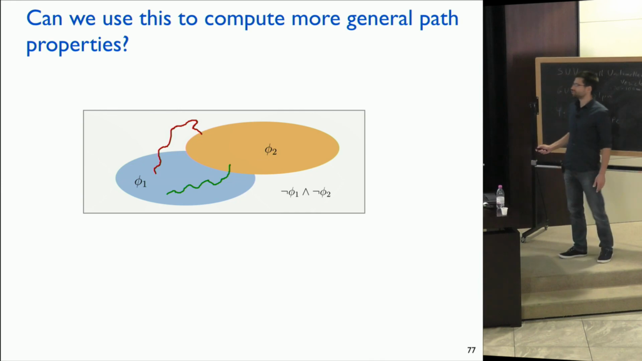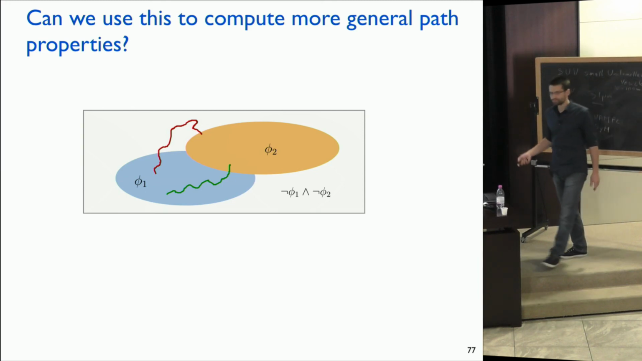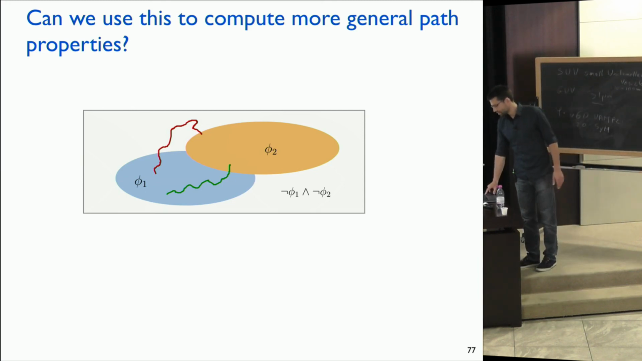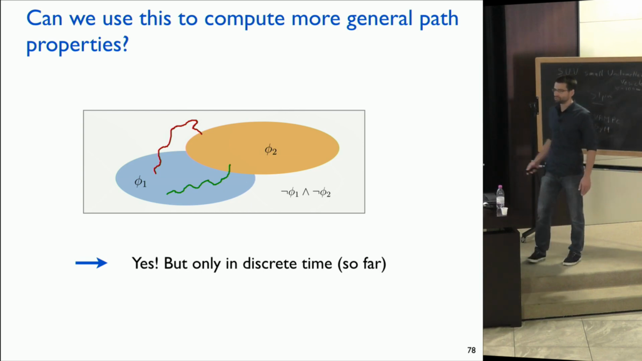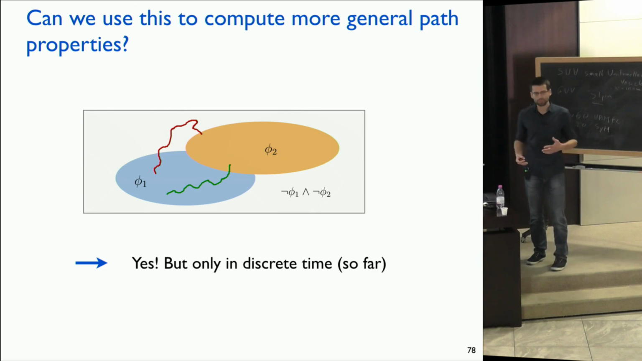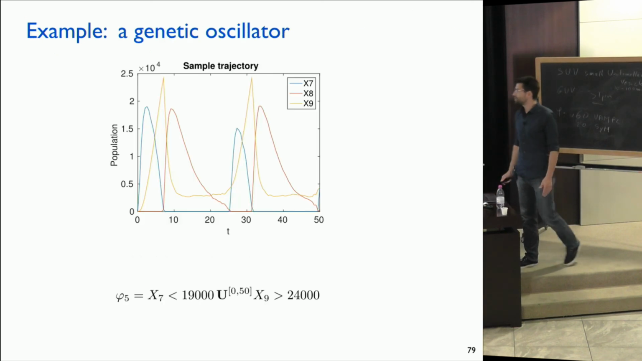So if we have 2 realizations, this one would not contribute because we leave the region before reaching phi2, and this one would contribute to the probability. And it turns out we can use our method to compute those, but only in discrete time so far. Unfortunately, so far we were not able to take the same continuum limit as before, which is a bit unsatisfying, but the discretized version also works pretty well.